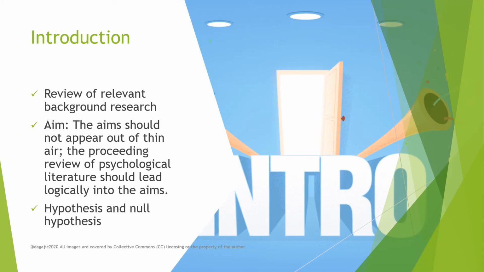The introduction. So that starts with a literature review of relevant background research. And once you've finished reviewing the research that's relevant to what you're doing, the next part is the aim, and the aim should proceed logically from the psychological literature that you've reviewed. And of course the hypotheses, so the prediction of what you're expecting to happen, and the null hypotheses should appear there.